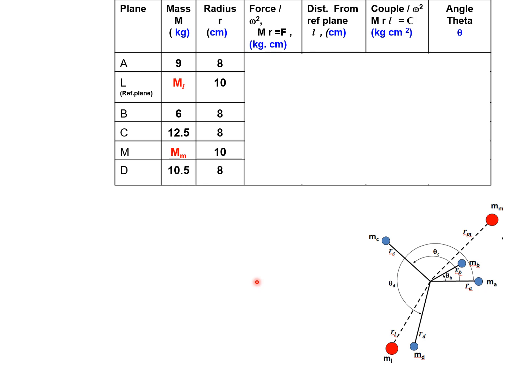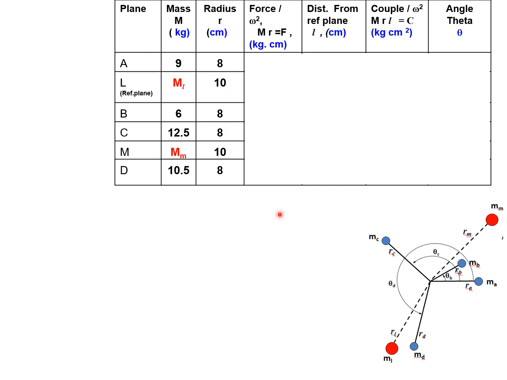So we once again prepare the table that we have already talked of. The data are written in the table. We'll start writing A, L, B, C, M and D. Then we'll write the corresponding masses for A, B, C and D. Remember that masses for L and M are unknown. This is the point of the problem. We have to get these answers. Then for A, B, C, D, the radius of rotation is given as 8, and for L and M it is given as 10. So those values are put up in the table.